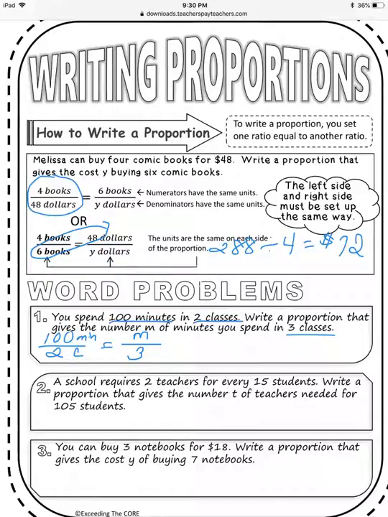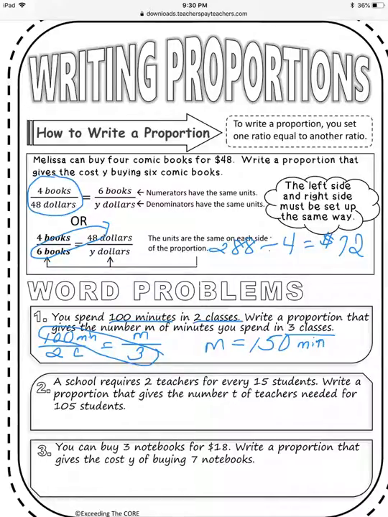Then I'm going to cross multiply. 3 times 100 is 300. I'm going to divide that by 2, and 300 divided by 2 is 150 minutes. So the number of minutes that I would spend in 3 classes would be 150 minutes. And you should label your answers.